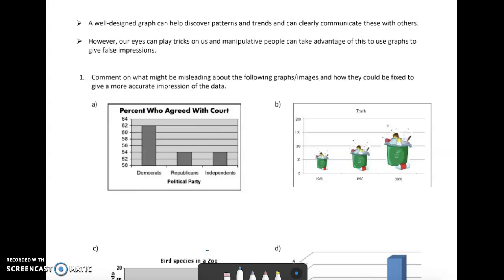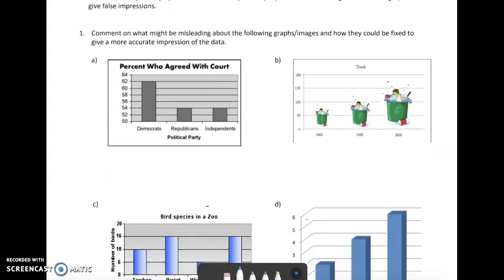If you accidentally try to make your graph look too fancy, or you accidentally do certain things with it, you can make it so that it's actually very difficult to understand. So what we want to do is look at these graphs and comment on what might be misleading about them and how they could be fixed.